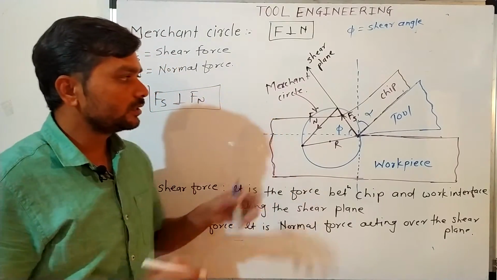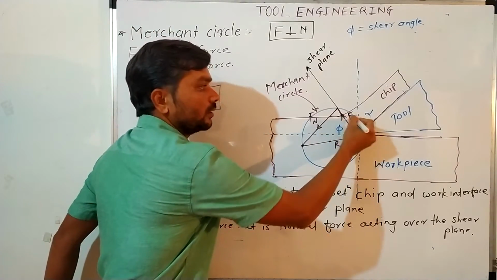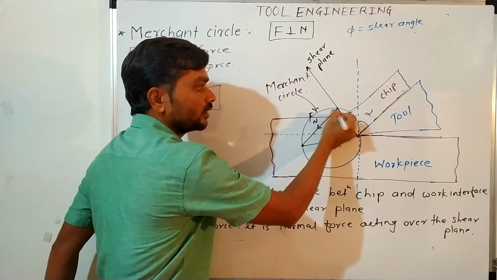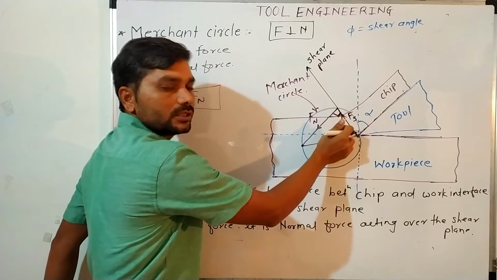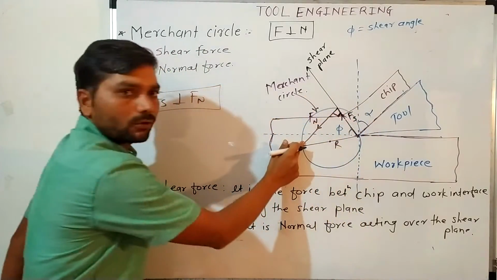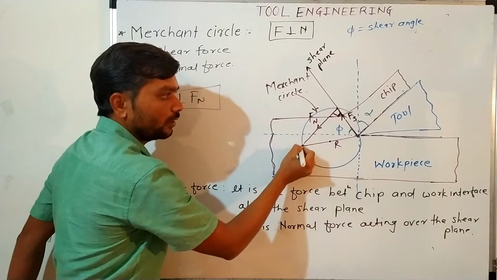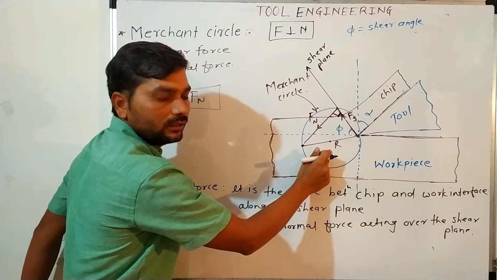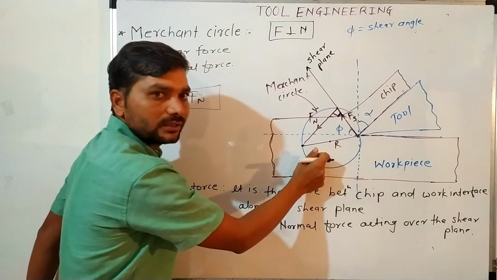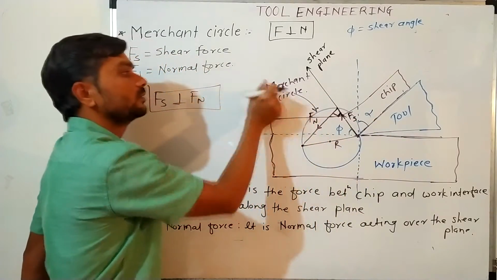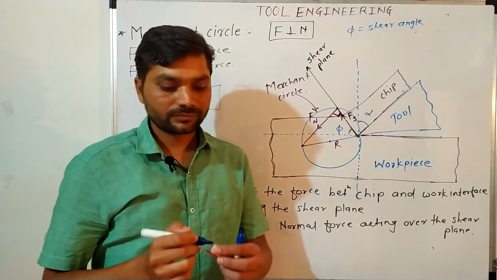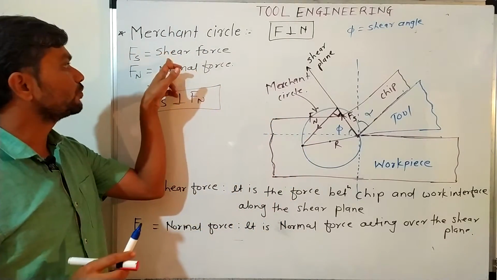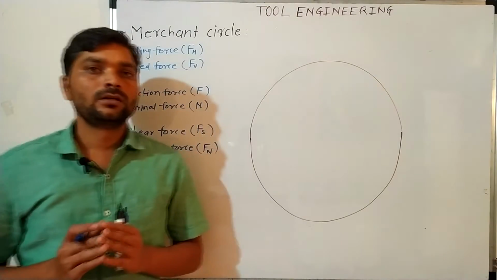So in simple language we have to draw the shear force in the shear plane direction, and exactly perpendicular to this shear force we have to draw the normal force. So from this point we have to draw the normal force, and then by joining these 2 points we get the resultant, and this resultant represents the diameter of this circle, and this circle is called the Merchant circle. So this is our third set of force, that is shear force and normal force.